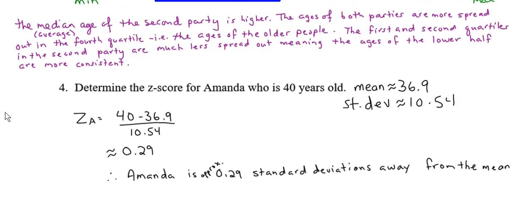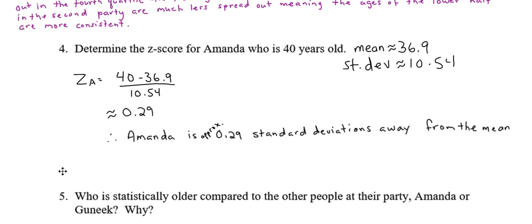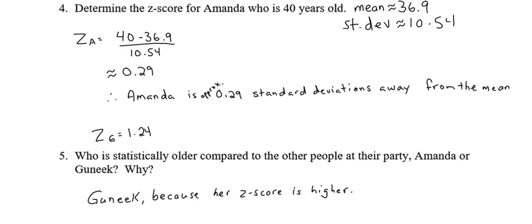Question number 4. When you were looking at the z-score for Amanda, it should calculate to approximately 0.29. So Amanda is approximately 0.29 standard deviations away from the mean. So who is statistically older compared to other people at their party, Amanda or Ganique? Well, Amanda's z-score was 0.29 and Ganique's z-score was 1.24. So Ganique's z-score is higher. That means she is more standard deviations away from the mean than Amanda is. That makes Ganique statistically older compared to the parties.